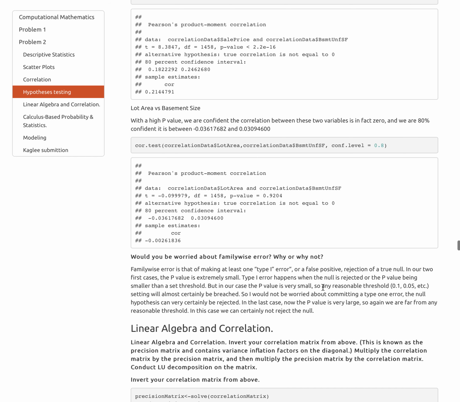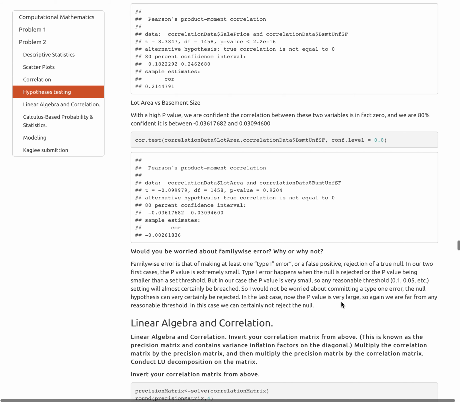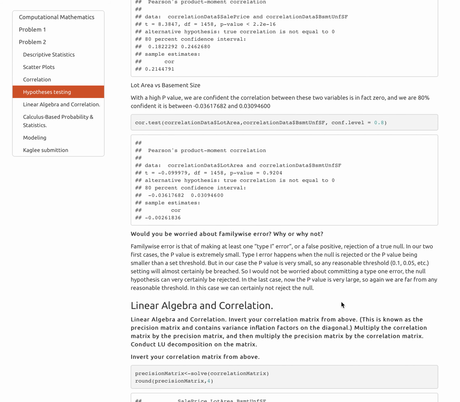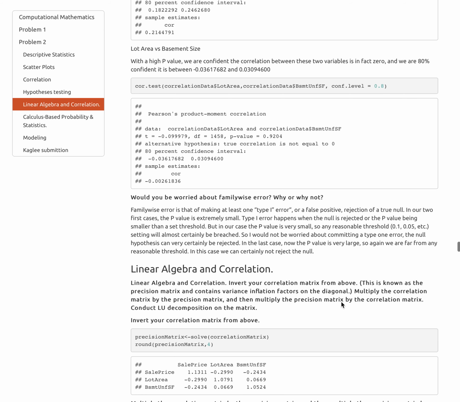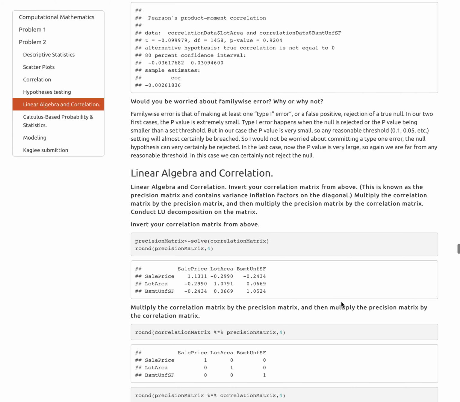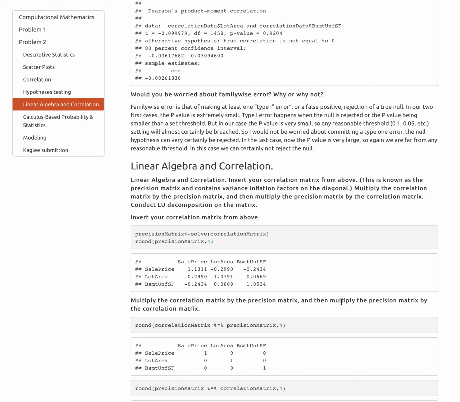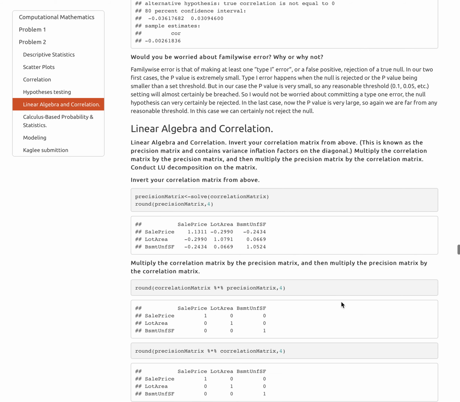So as far as type 1 error, which is basically what the family-wise error is, I'm not very concerned. The p-values on both of the first two plots are very small, so pretty much any threshold alpha would give the same result. There's really no concern in picking it wrong.